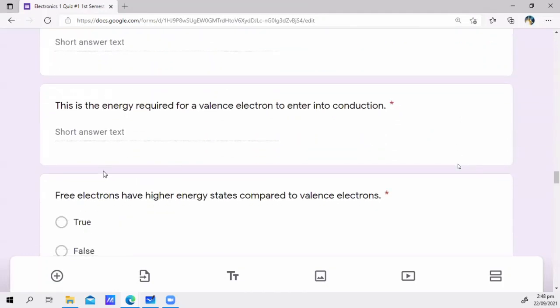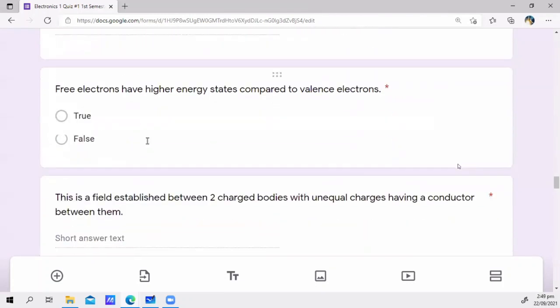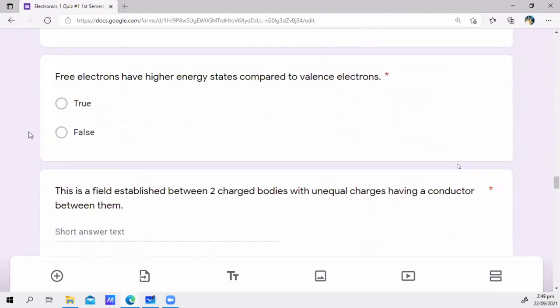Next, this is the energy required for a valence electron to enter into conduction. So this is called the band gap energy. Band gap energy, di ba yung E sub G? Diniscuss natin yan last time. Next, free electrons have higher energy states compared to valence electrons.